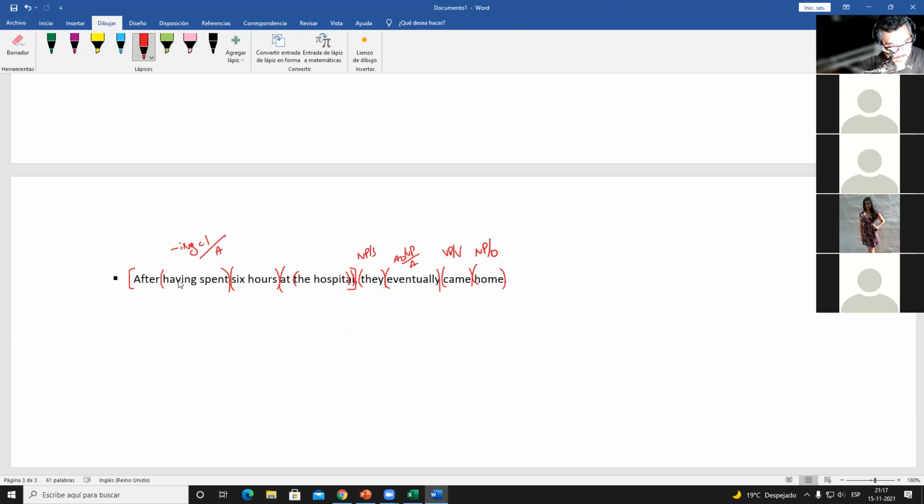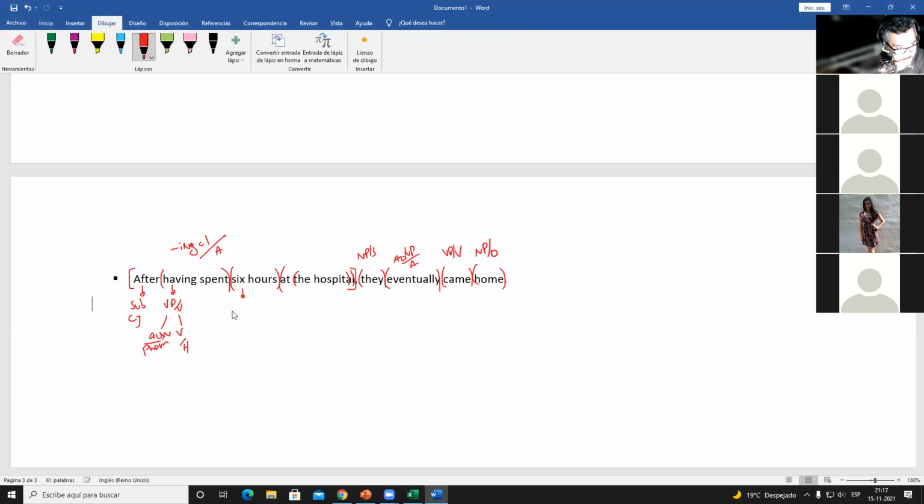I can take it and place it at the very end. They eventually came home after having spent 6 hours at the hospital. In the analysis then, after is a subordinate conjunction. Having spent is a verb phrase verb. Having spent, spent, always the last verb is the main verb, the verb head. And having is my auxiliary verb premodifier.